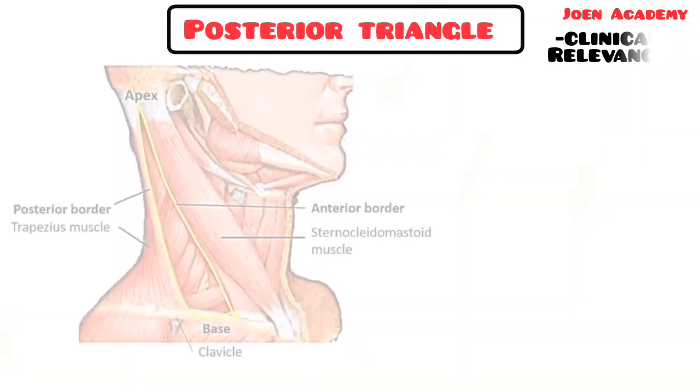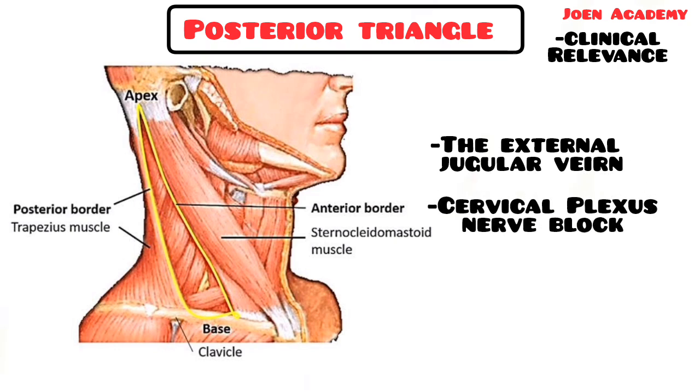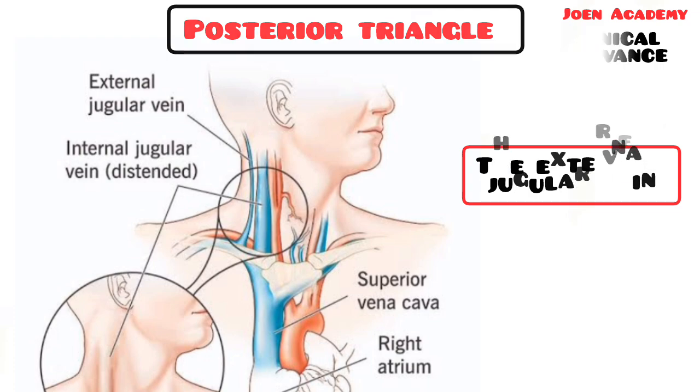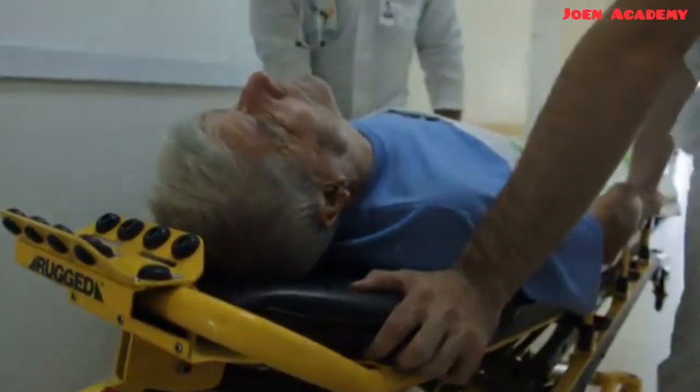The clinical relevance that is associated with the posterior triangle of the neck includes the external jugular vein and the cervical plexus nerve block. The external jugular vein has a relatively superficial course down the neck, leaving it vulnerable to damage. If it is severed in an injury such as a knife slash, its lumen is left open. This is due to the thick layer of the investing fascia. Air will be drawn into the vein, producing cyanosis, and can stop blood flow through the right atrium.